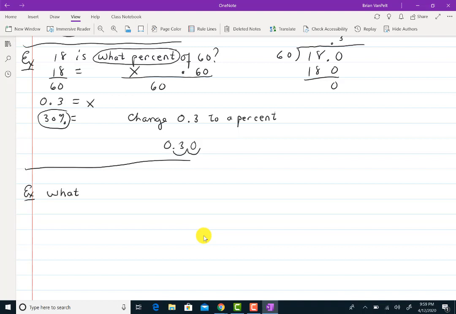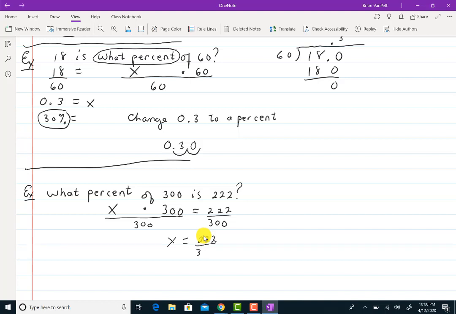What percent of 300 is 222? Well, let's see here. I've got x times 300 equals 222. I'll divide both sides by 300. Now at this point, you can simplify, but remember you've got to change it to a percent.